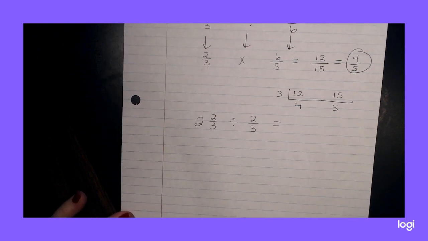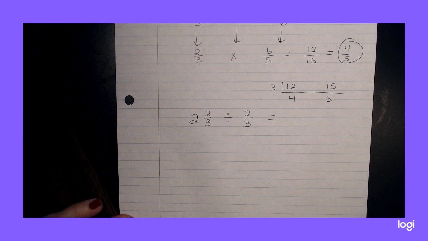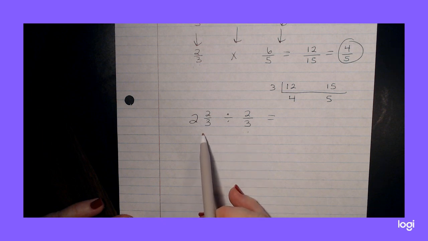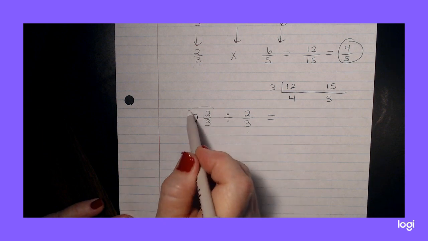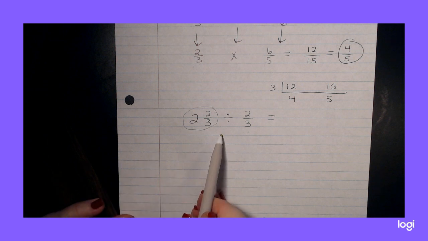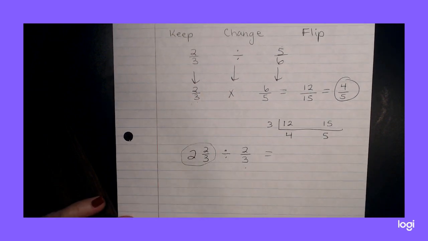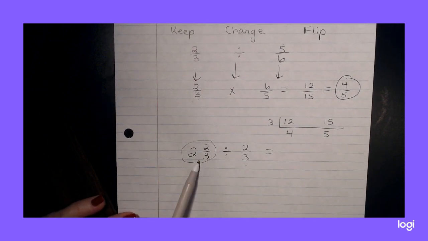All right, so we're going to do the exact same thing. We're going to keep, change, flip. And we remember that the word flip actually is reciprocal. We're going to multiply by the reciprocal. Well, the problem is this is written as a mixed number, and I'm not able to solve it like I did up here. So I'm going to change this to an improper fraction.